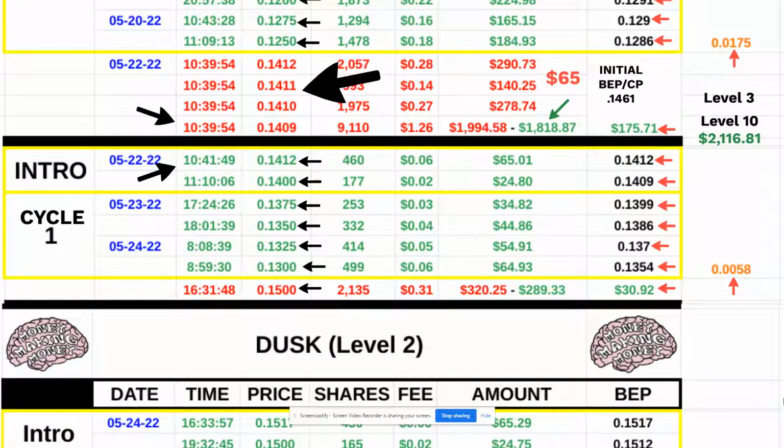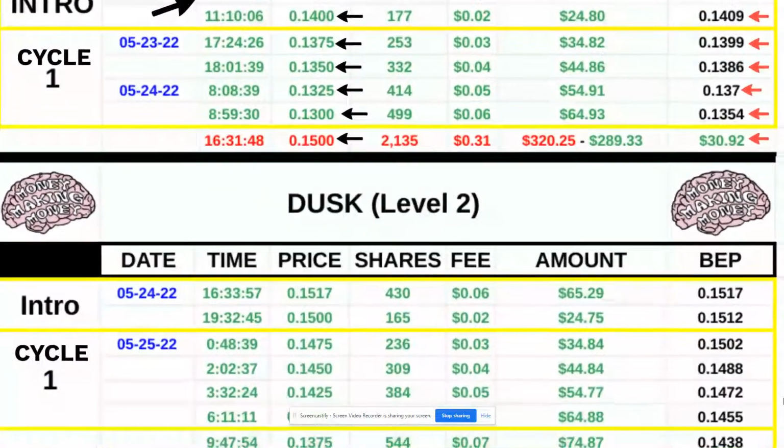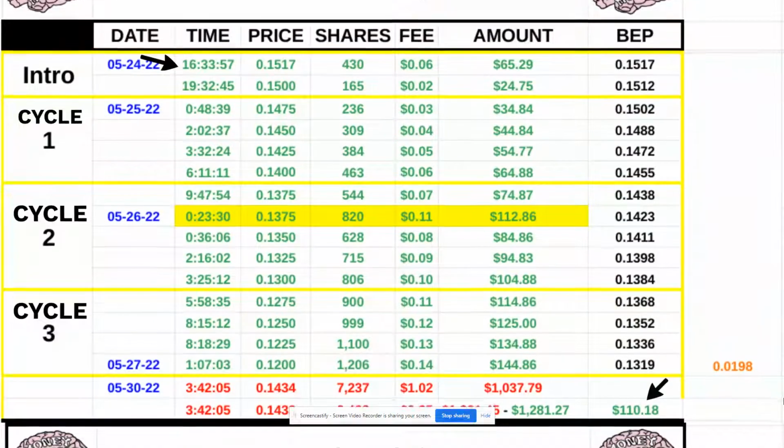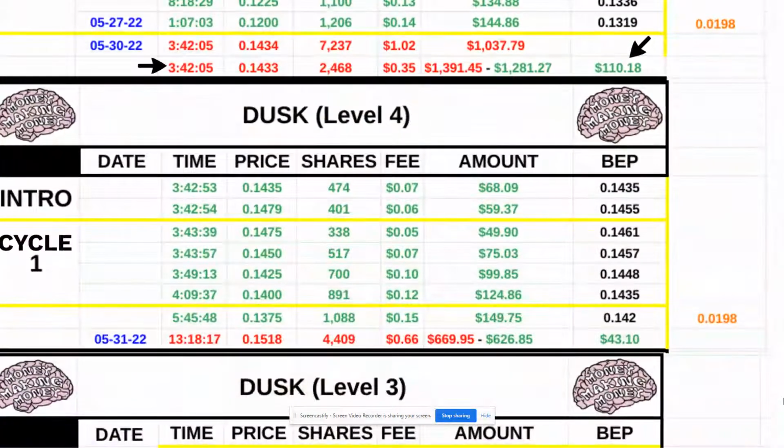It was only $30, but guess what? Still a profit. But then guess what I do? Bam. Two minutes later, I jump back in. I ain't learned my lesson. I'm right back in it, doing the same thing. This time on level 2, doing the same thing, made 110. Bam.